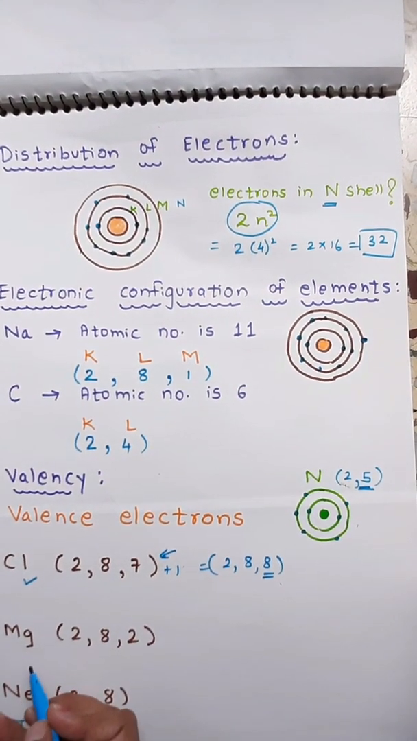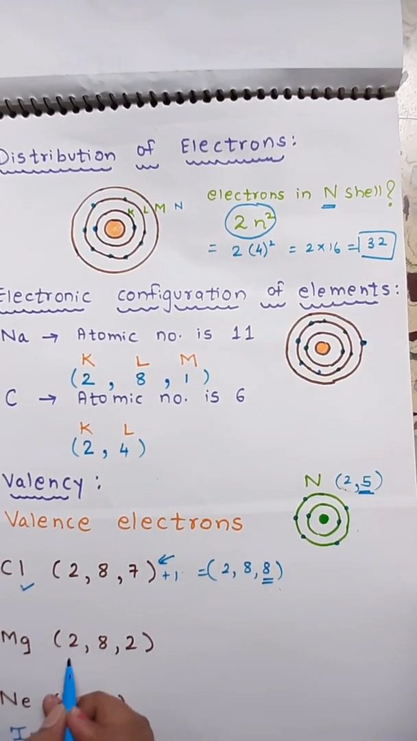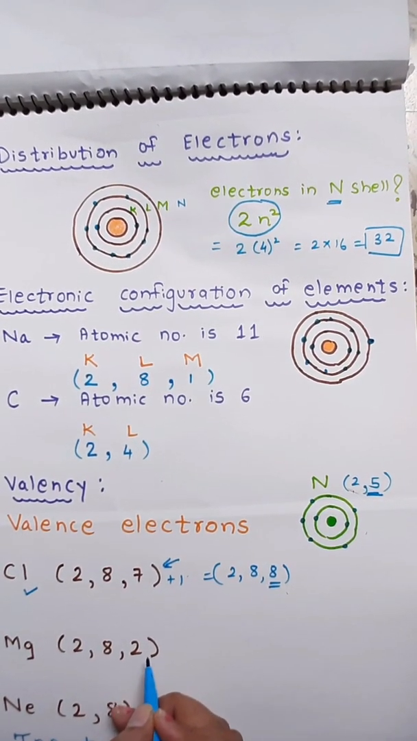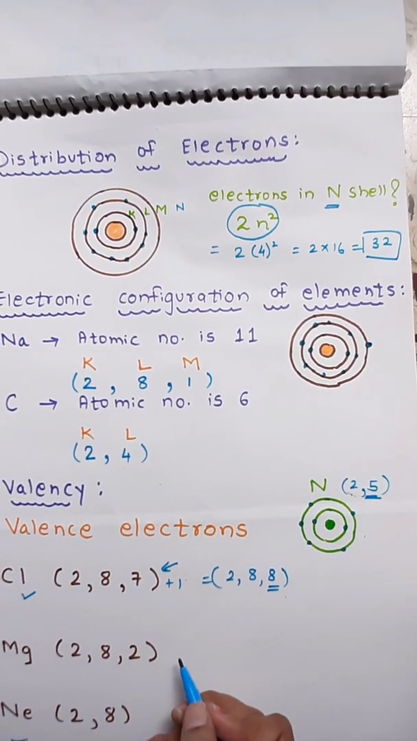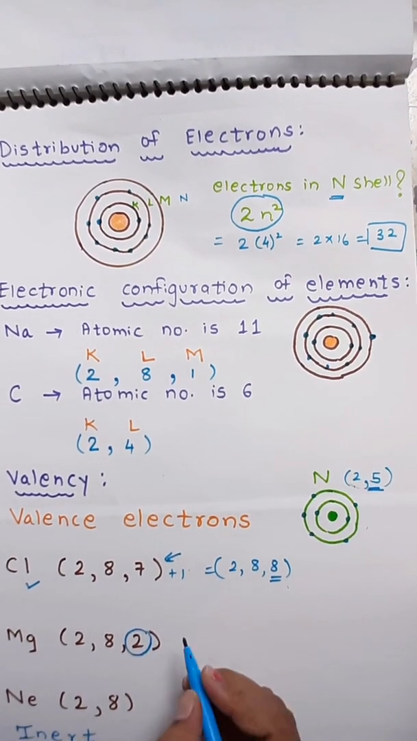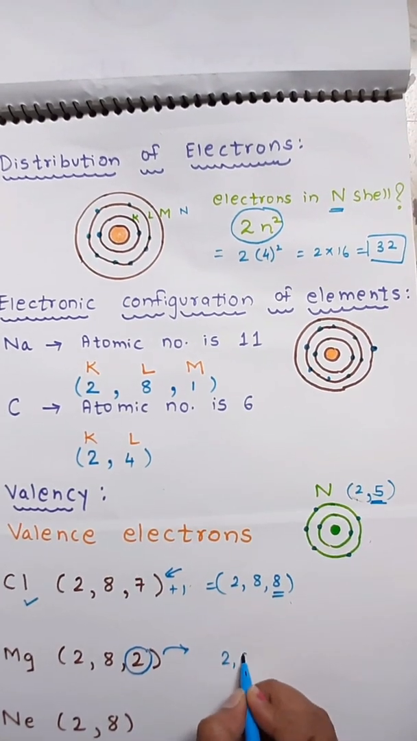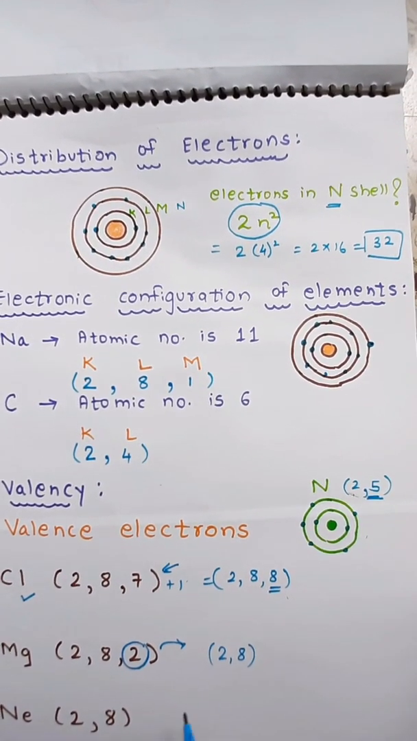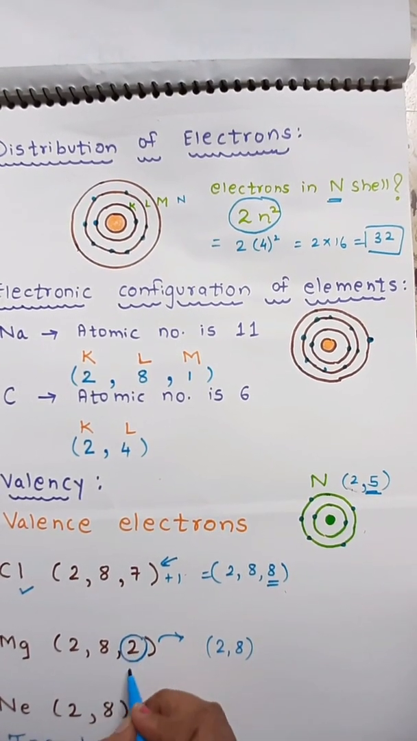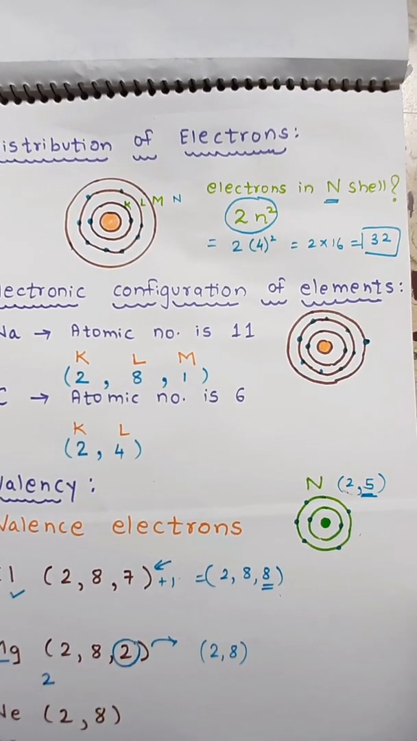Let's see another example. Magnesium. Magnesium, the atomic number is 12. The electronic configuration, the distribution is 2, 8, 2. Now it wants 8 electrons. So obviously it can't take 6 electrons. What it's going to do is, these 2 electrons which are present in the valence shell, it is going to give. So the electronic configuration then becomes 2, 8, and it has received its octet, or it has gained its stability, and therefore it gives away 2, and therefore valency of magnesium is 2.